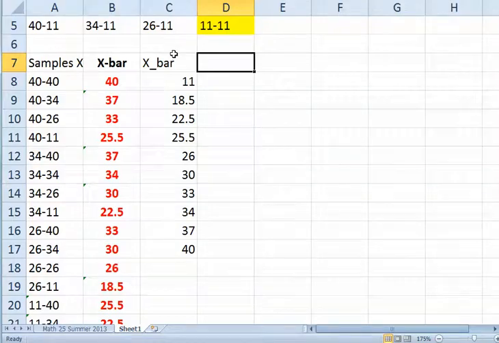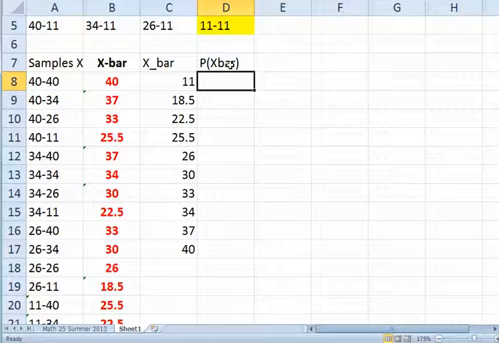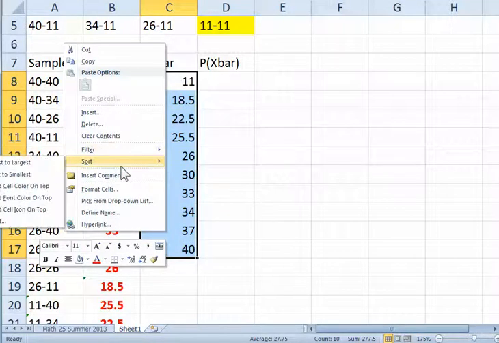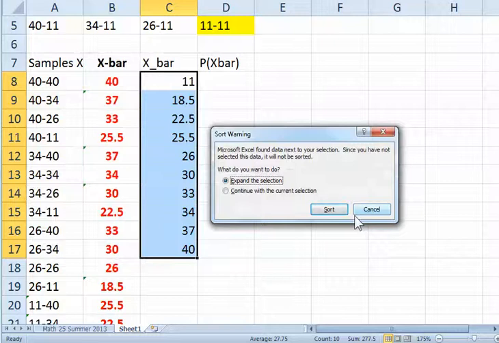So we've got all of the means, and then we're going to put their corresponding probabilities. So we'll just say P of X bar. And then this will fill in. I said I would go ahead and make this order look the same as theirs, so let me just quickly sort that. It's not hard. From largest to smallest.